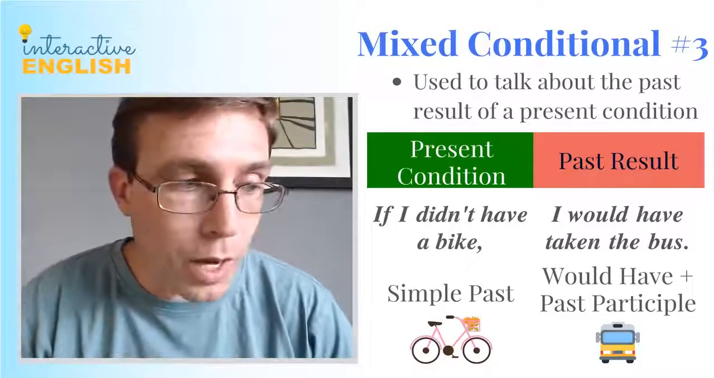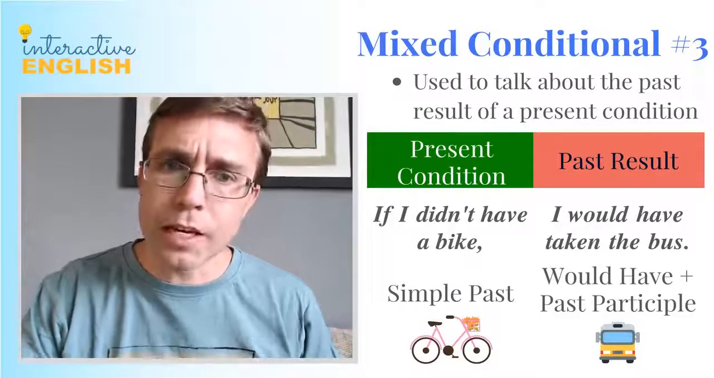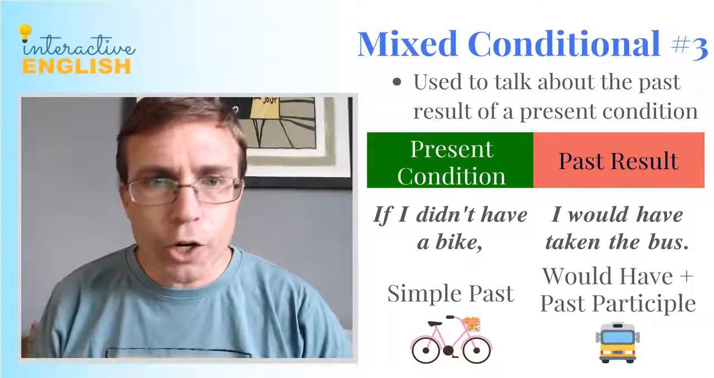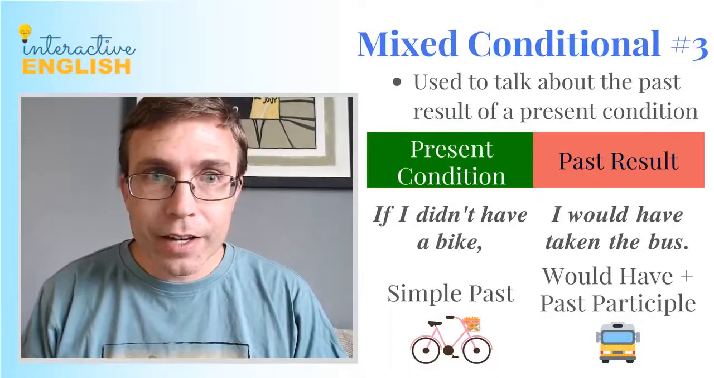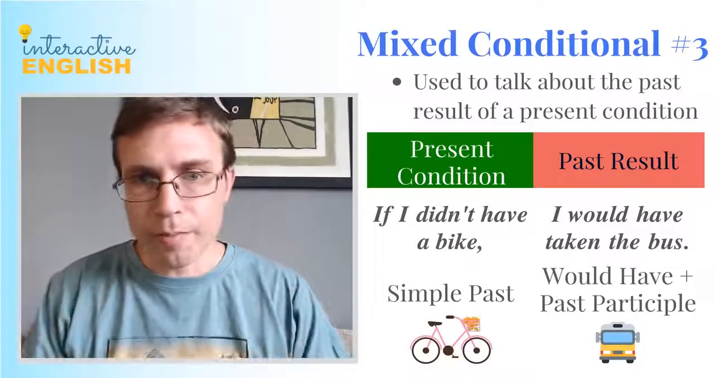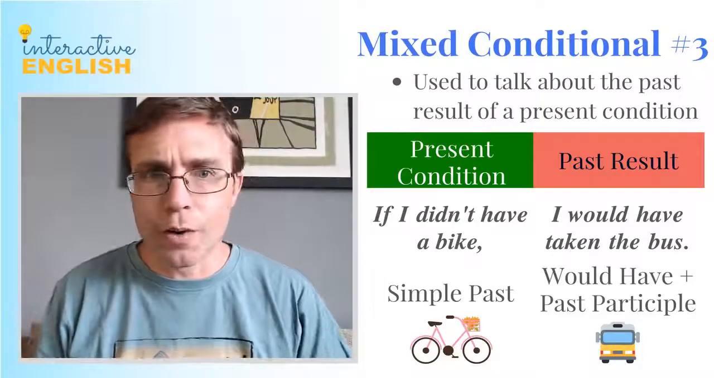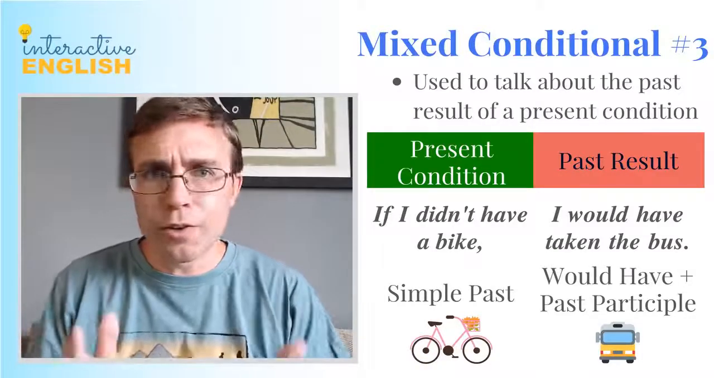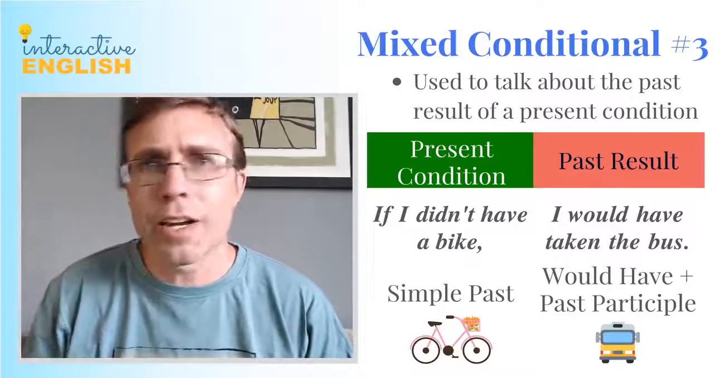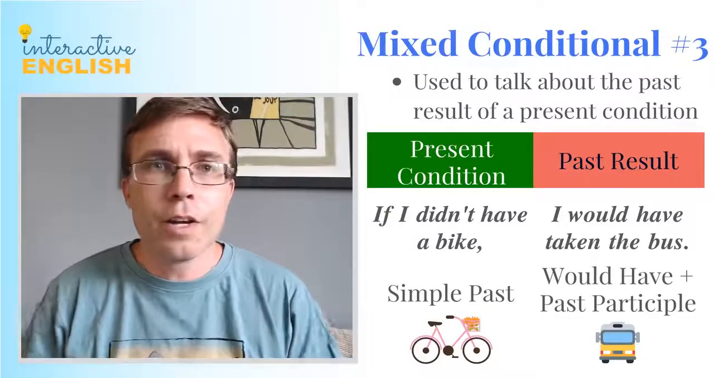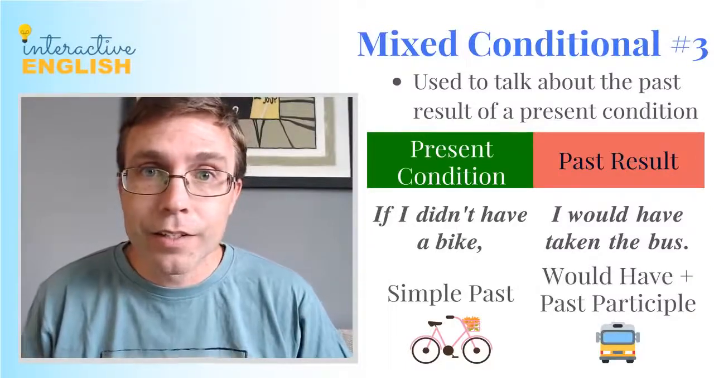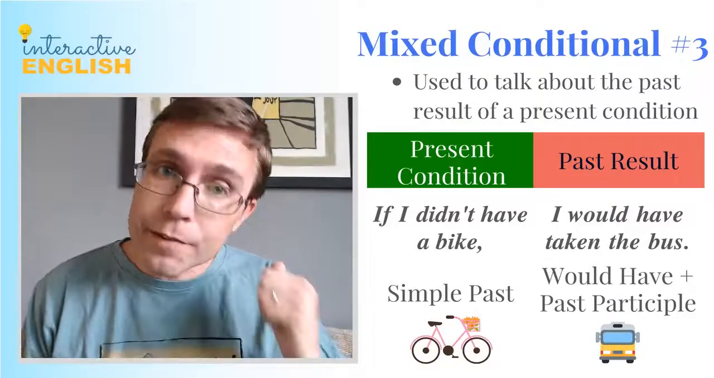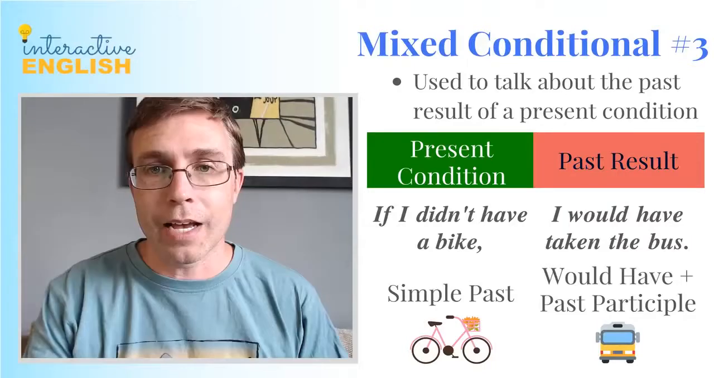So let me give you a situation to help you think about this. Maybe you're going to work and you ride your bike. And you get to work, you're in the present, and somebody says, oh, you rode your bike to work today? Why did you ride your bike? And you could say, well, if I didn't have a bike, I would have taken the bus. It happened in the past. Okay, so this is the third one.